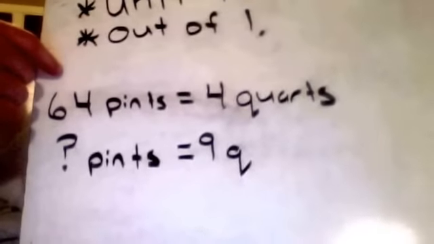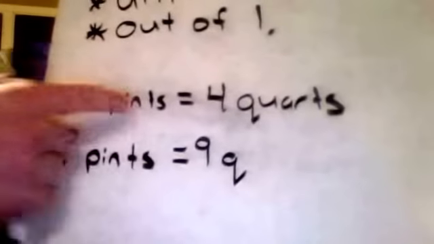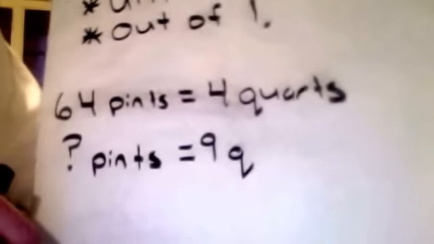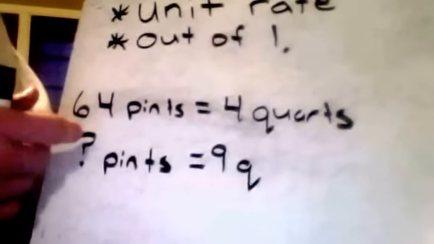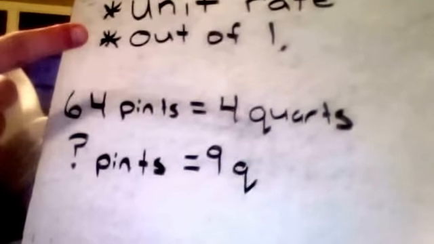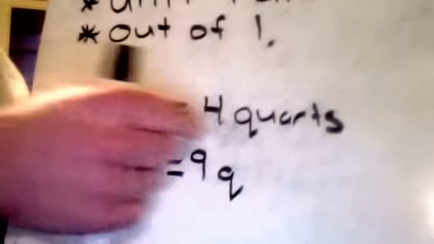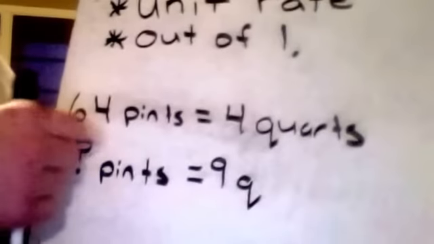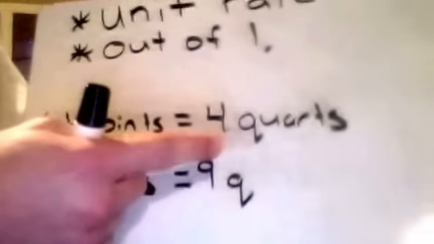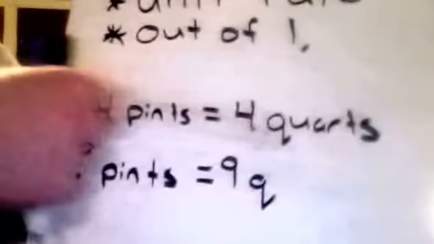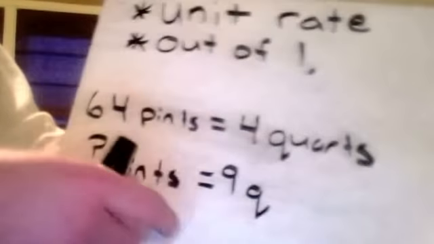To find a unit rate, we want to make one of these equal 1, either the 64 or the 4. In order to do that, we need to find something that divides into both of these to get it down to 1. So we're either going to want to divide by 64 or by 4. If we divide by 64, this number is going to be a decimal. We don't want that for this anyway. So we want to pick the one that's going to make the other number not a decimal. So we want to use 4, so we're going to divide by 4.